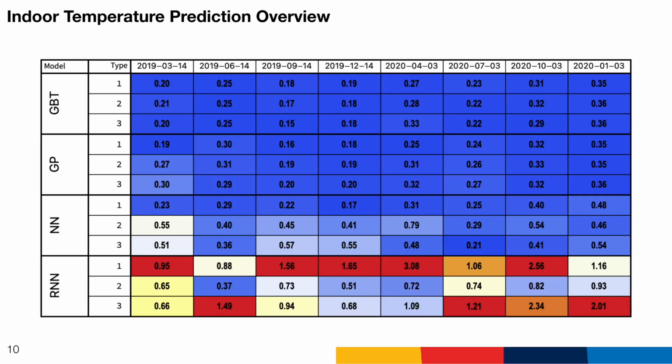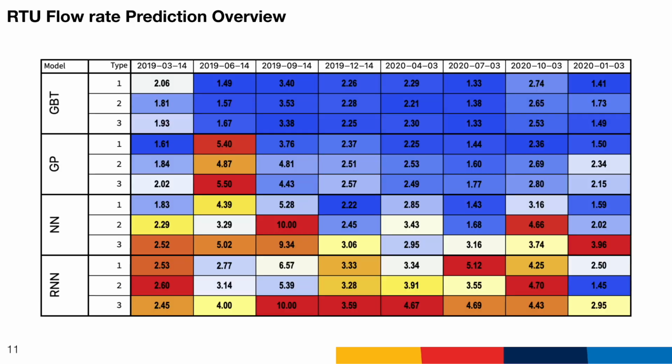Here are the results from all the indoor temperature predictions for each 24-hour period on the target date. Already just visually, you can see the RNN sort of struggling to make accurate predictions. Moving to the flow rate, you can see that that noise again becomes much more difficult to predict. But again, the gradient boosted tree is really excelling at making predictions.